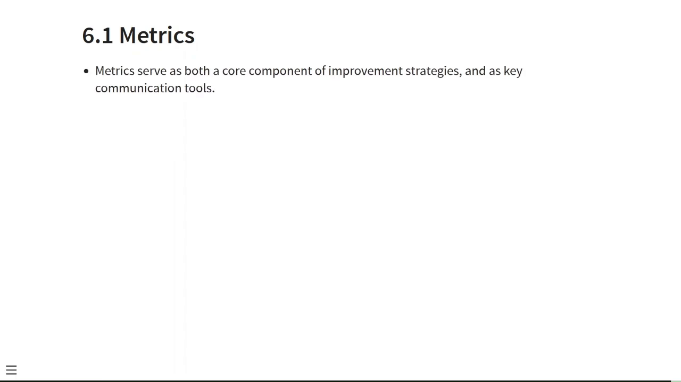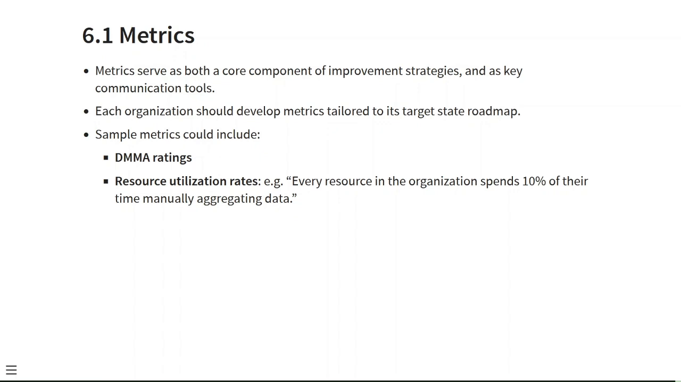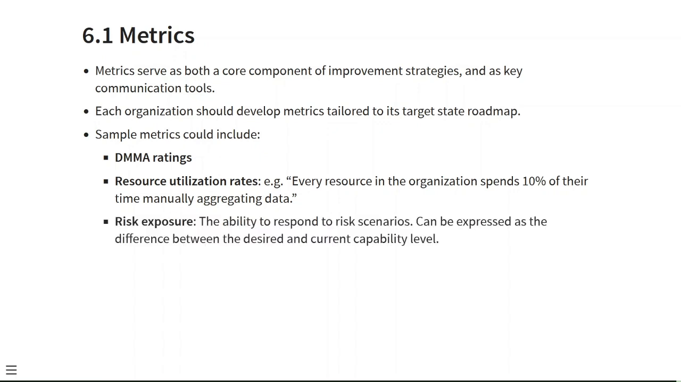Metrics serve as both a core component of improvement strategies and as key communication tools. Each organization should develop metrics tailored to its target state roadmap, and sample metrics could include DMMA ratings, and resource utilization rates, such as every resource in the organization spends 10% of their time manually aggregating data. Risk exposure, the ability to respond to risk scenarios, can be expressed as the difference between the desired and current capability level.